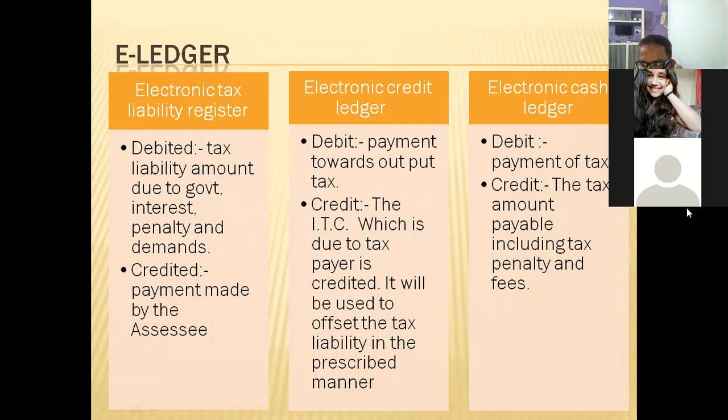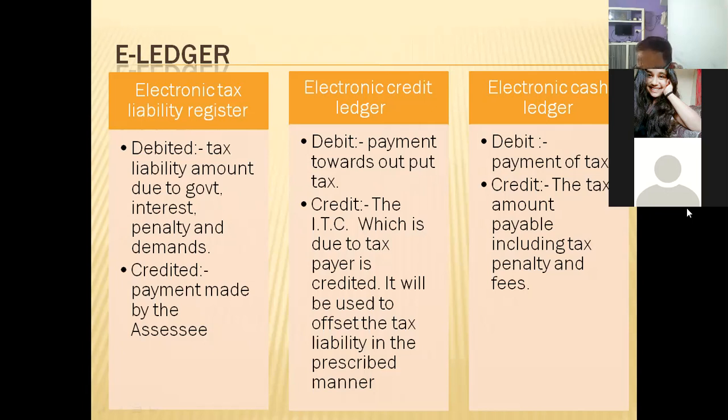And in the credit column, the tax amount payable, including tax, penalty, and fees, will be displayed. Payable and paid are different. In the debit column, you show the tax you paid. In the credit column, the total amount payable, including tax, penalty, and fees, will be displayed in the electronic cash ledger.